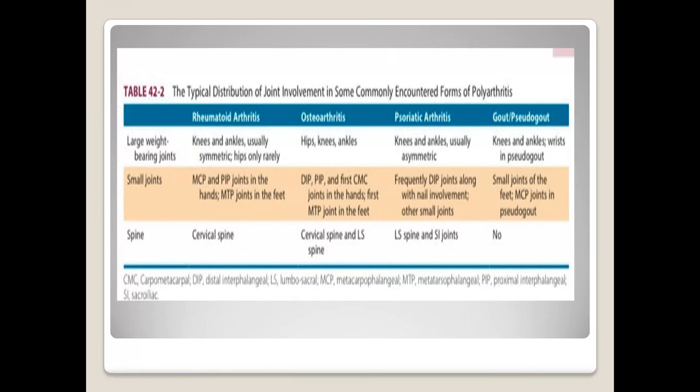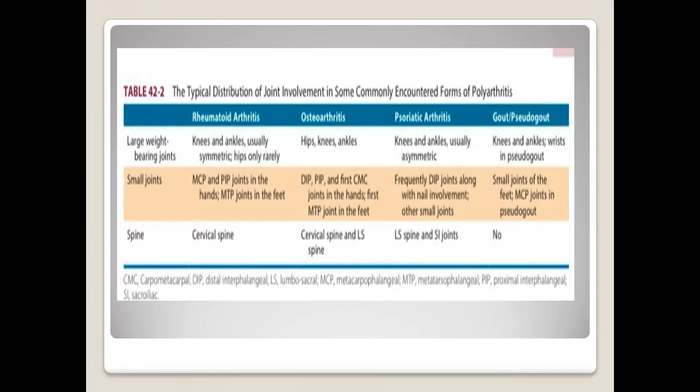Whereas psoriatic arthritis is usually asymmetric with involvement of knee and ankles. In gout and pseudo-gout, the most common involvement is the foot, with the ankle and the wrist. For the small joints, in rheumatoid arthritis there is sparing of distal interphalangeal joints with involvement of MCP and PIP. Whereas in osteoarthritis there is involvement of distal interphalangeal and proximal interphalangeal joints. In psoriatic arthritis, the distal interphalangeal joint is frequently involved with nail involvement, and in gout, small joints of the feet are the most common.